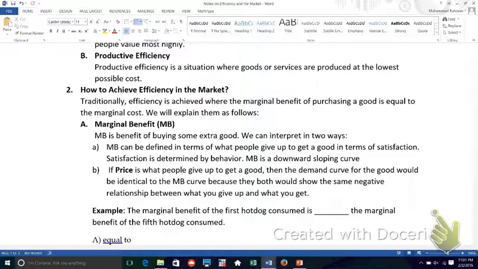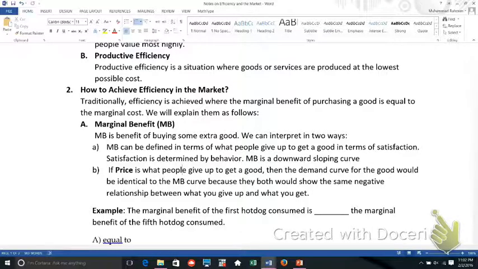If price is what people give up to get a good, then the demand curve for the good would be identical to the marginal benefit curve. So in the marginal benefit graph that we just drew, if price is being measured in the vertical axis, then our marginal benefit curve and our demand curve could show the same negative relationship between how much we buy and how much we give up for that good, right? It's the law of demand, as we have learned before.